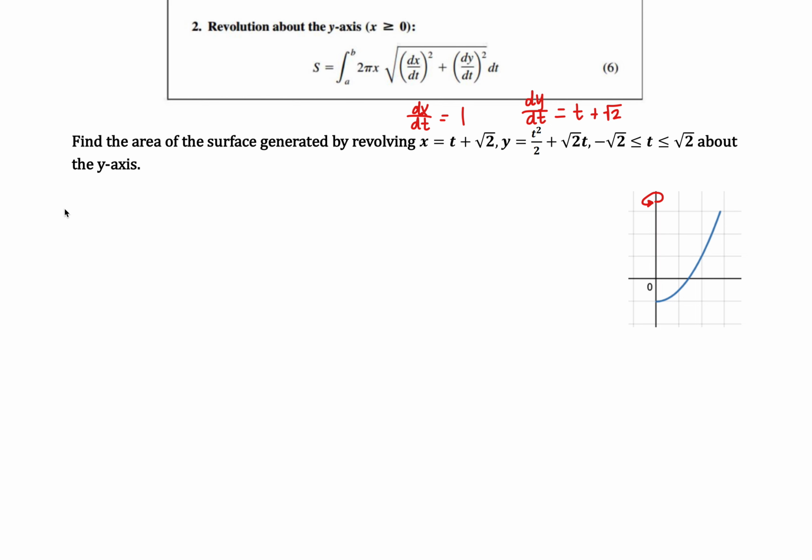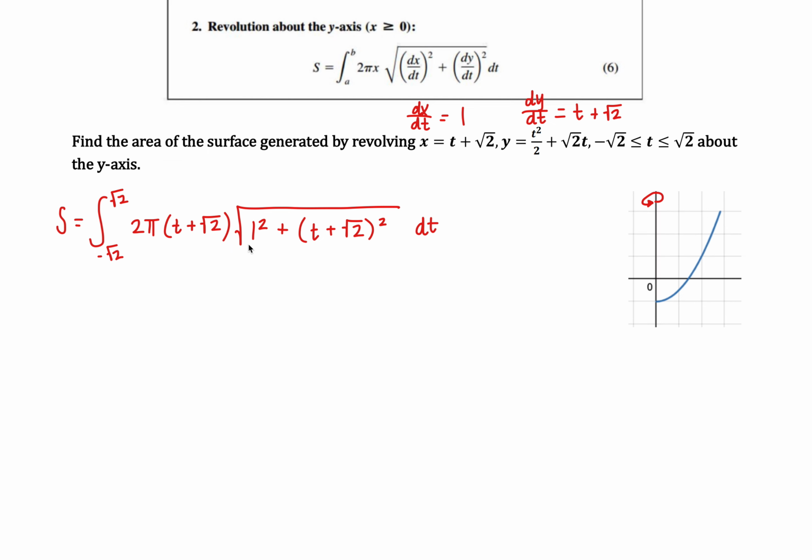So the surface area, our t values go from negative square root of 2 to positive square root of 2. And we've got 2 pi times x, which is t plus the square root of 2, times the square root of dx/dt squared, so that's 1 squared, plus dy/dt squared. So that's t plus the square root of 2 squared dt.